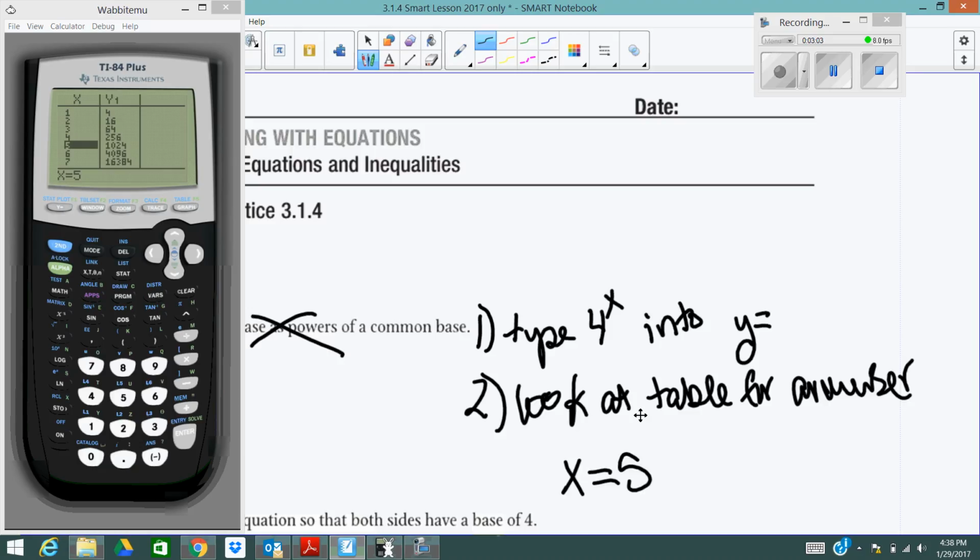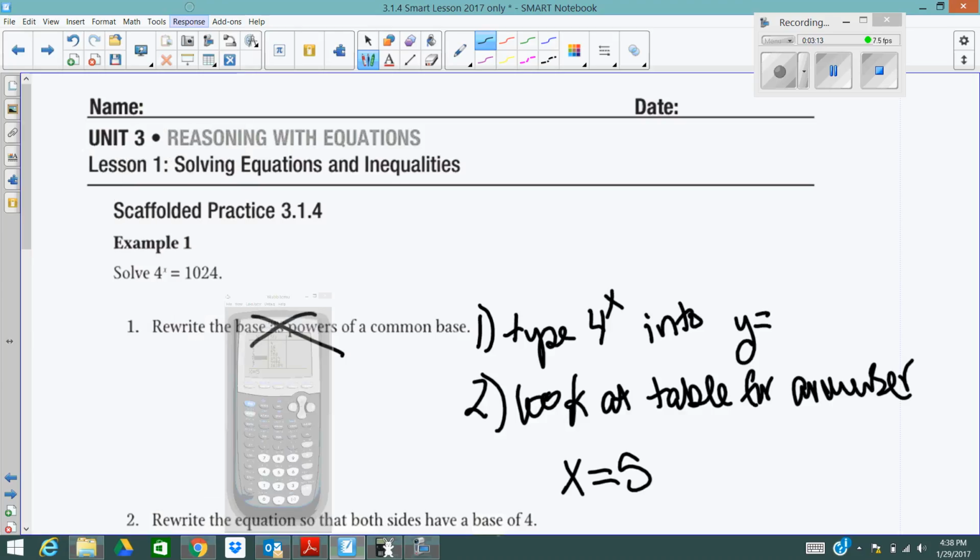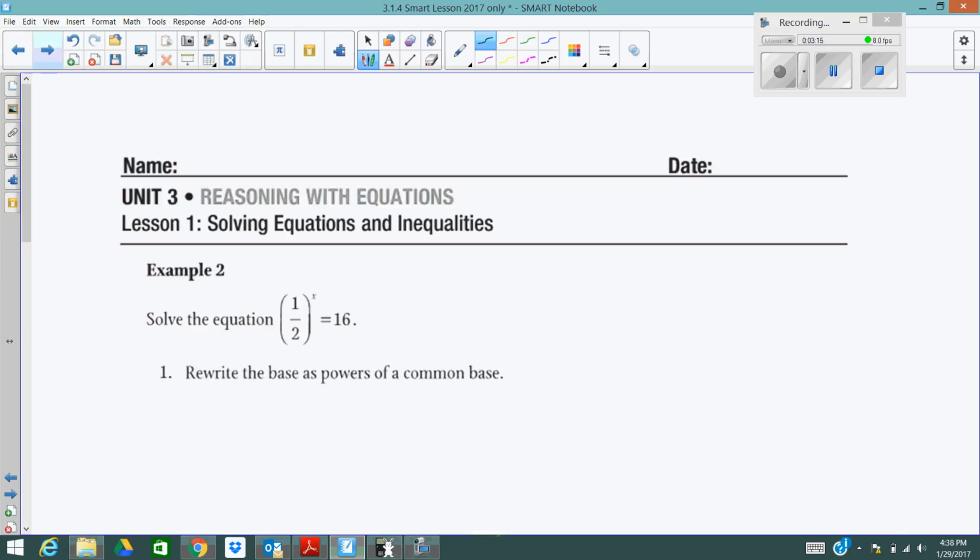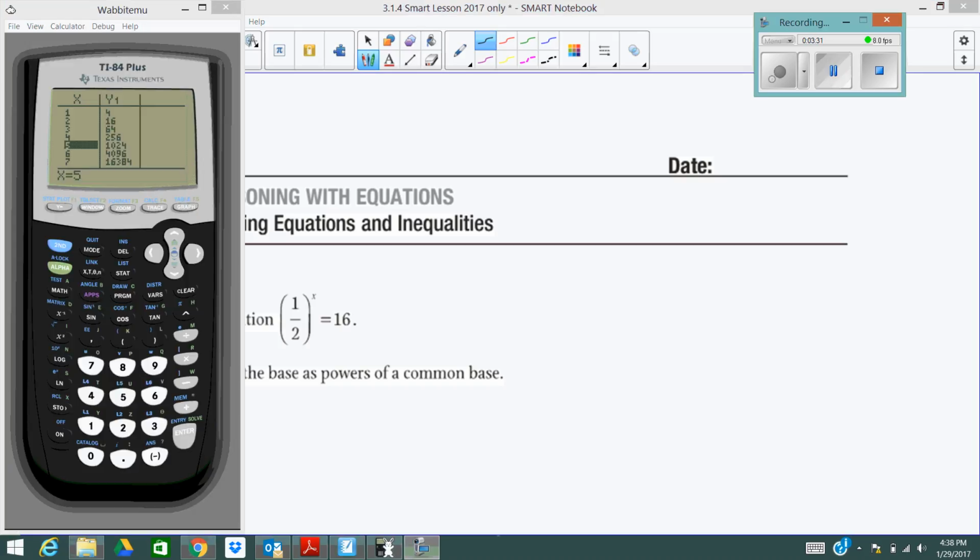But the truth of the matter is that there's only one way to solve exponential equations, and it's by guess and check. And I think this is just the quickest method, using our table of values. So example 2, go ahead, try it on your own. Right now, pause the video, type it into your y equals, scroll through the table and find the answer. Once you find the answer, unpause the video and compare.